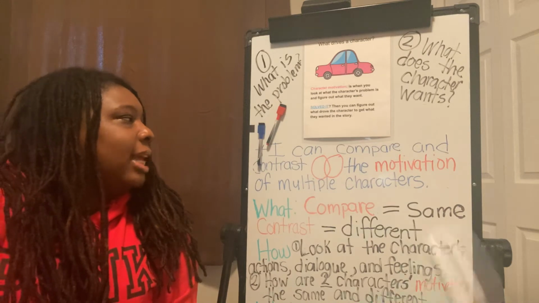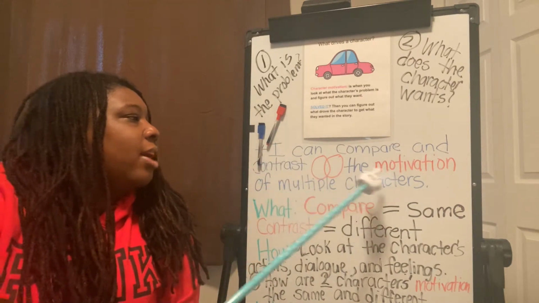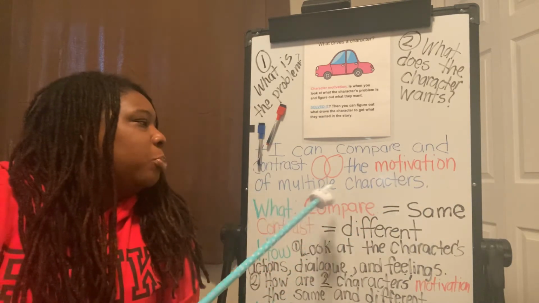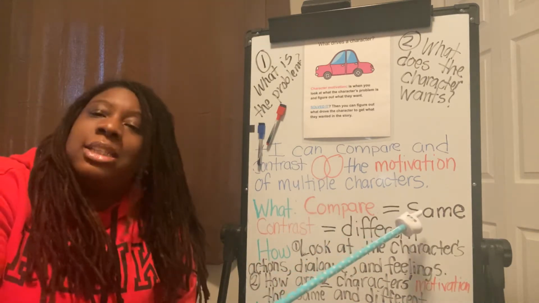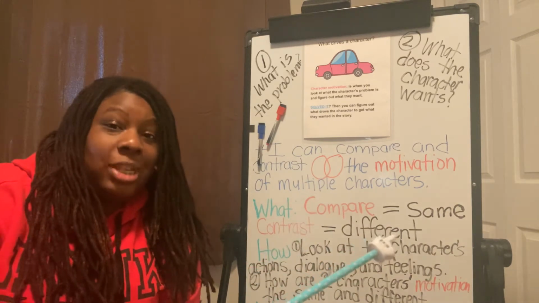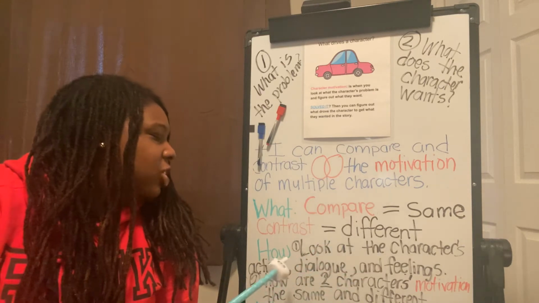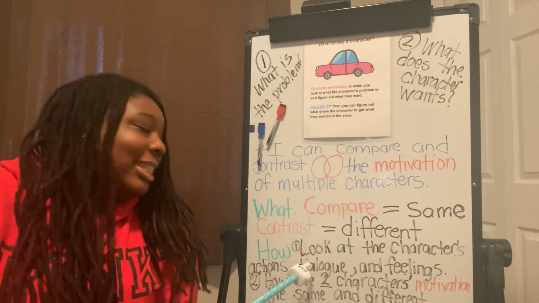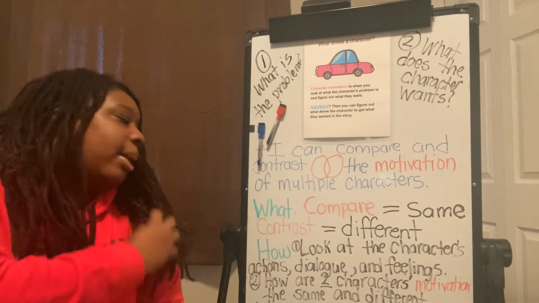Today, your I can statement is: I can compare and contrast the motivation that drives multiple characters. Compare means when two things are the same. Contrast is when two things are different. How? You look at the characters' actions, what they're doing, dialogue, what they are saying, and of course, their feelings. How do they feel in that very moment?